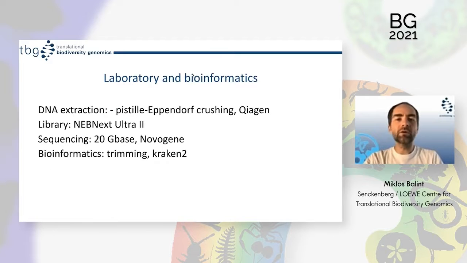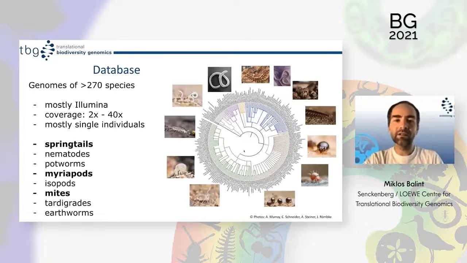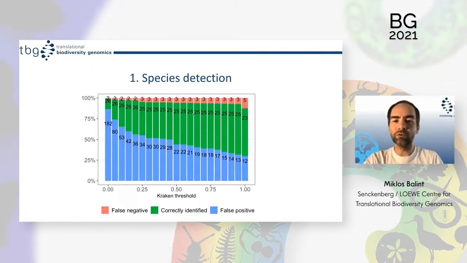In terms of methods, DNA extraction with a pestle, Eppendorf crushing, QIAGEN blood and tissue, library preparation with the NEBNext Ultra, sequencing on an Illumina platform. The bioinformatics consisted of read trimming and metagenomic assignments. And in this context, it is important that we generated our own database of over 270 soil invertebrate species. We have quite a number of organism groups typical for soils, but most of the genomes are coming from springtails, myriapods, and mites. Most of these genomes are done from single individuals.